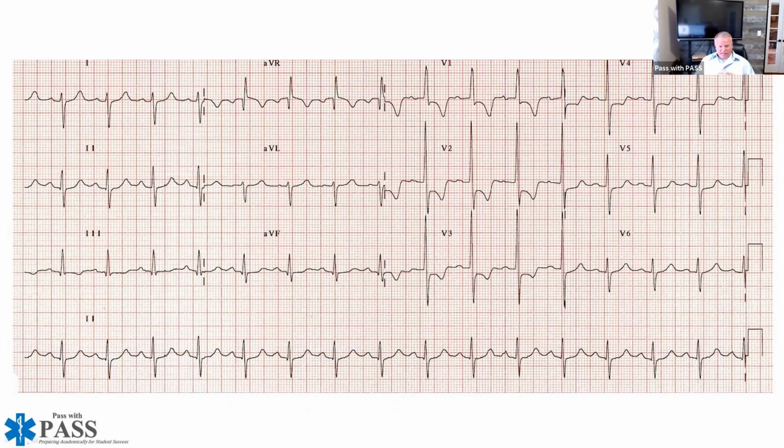When I get to my V leads, though, I see a flipped T wave and ST segment depression in V1 and V2. I also have a flipped T and ST segment depression in V3 and V4. And then I have ST segment depression, but not necessarily a flipped T wave in V5.